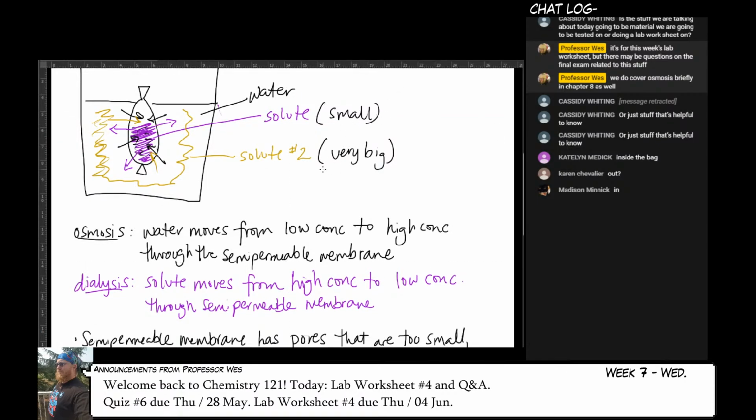If this is the case, and the bag restricts things that are very big, then this doesn't happen. The yellow stuff can't get in here, but the purple one will still be able to move. So dialysis may occur, or it might not, depending on the size of the particles.